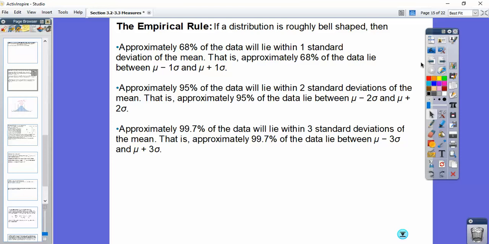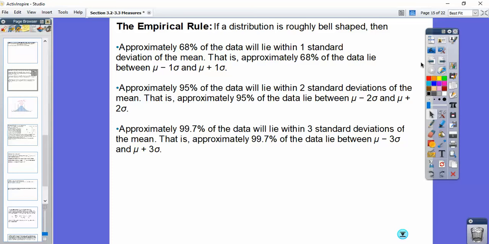It tells us that as long as your data is bell-shaped, 68% of the values will fall within one standard deviation of the mean. So if you know your center and your standard deviation, it could be a standard deviation above or below, and 68% of your values fall in that window. 95% fall within 2 standard deviations, and 99.7% fall within 3.